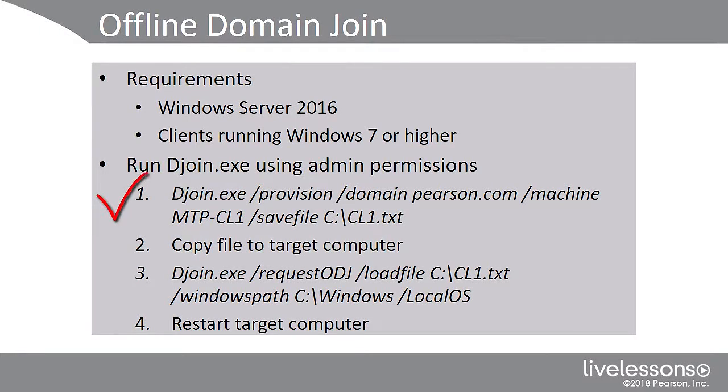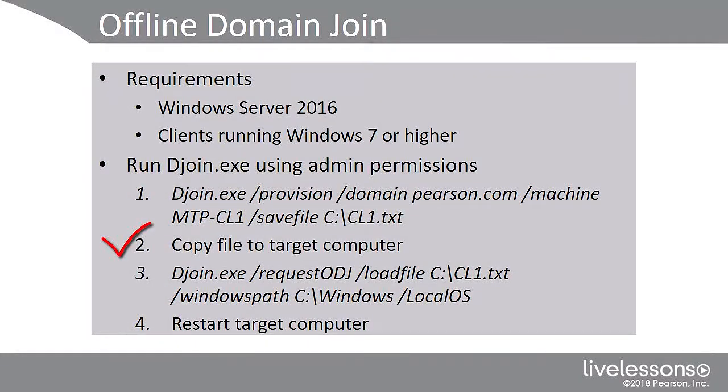So the first thing you're going to do is go to your domain controller, and you're going to open up an elevated command prompt, and you're going to run this djoin.exe command, /provision, /domain, and then supply the name of the domain that you're working with, and then /machine, and provide the name of the client machine. And you're going to save this out to a metadata blob file, or I think a nicer way to say that is a configuration file. And in this case here, it's going to be cl1.txt.